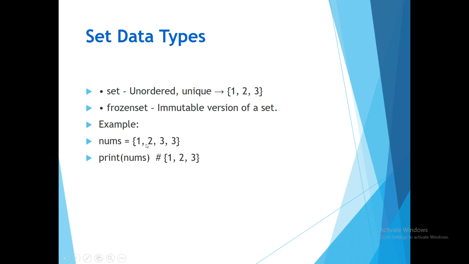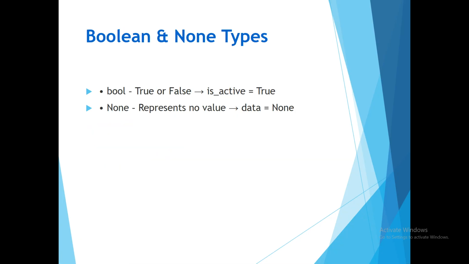Example: nums equals 1, 2, 3, 4, 1, 2, 3, 3. This is also data of a frozen set. And if you print nums, it gives 1, 2, 3. These are the same set. So we can use set data types in Python too.